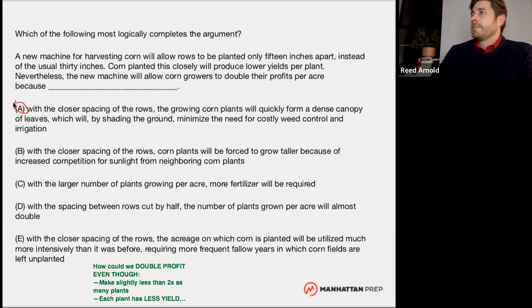Answer A. With the thing closer together, there's a dense canopy. Okay, why does that matter? You minimize the need for costly weed control and irrigation, so you can cut costs. So this is how you can double profits, even though you don't double yield, because doing this allows you to cut costs. The fact that they need to grow taller, okay, how does that mean doubling profits? I already know they don't grow as much corn each plant.